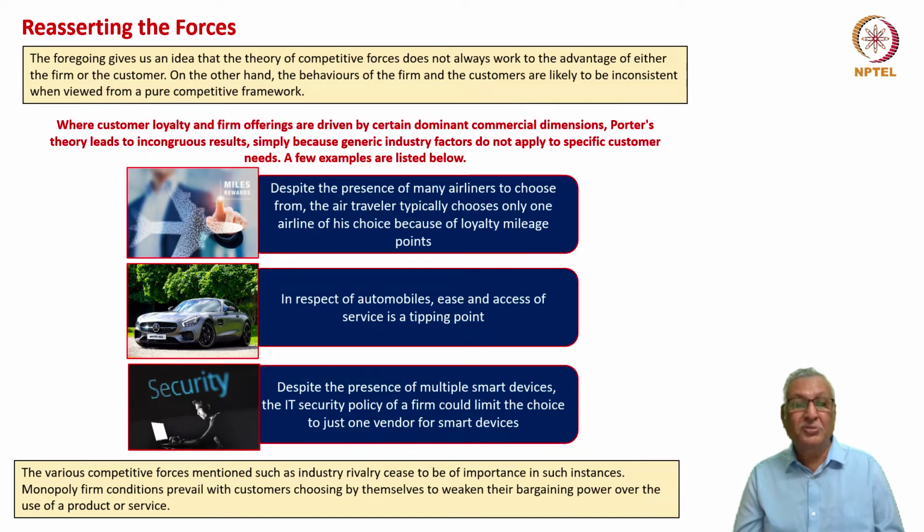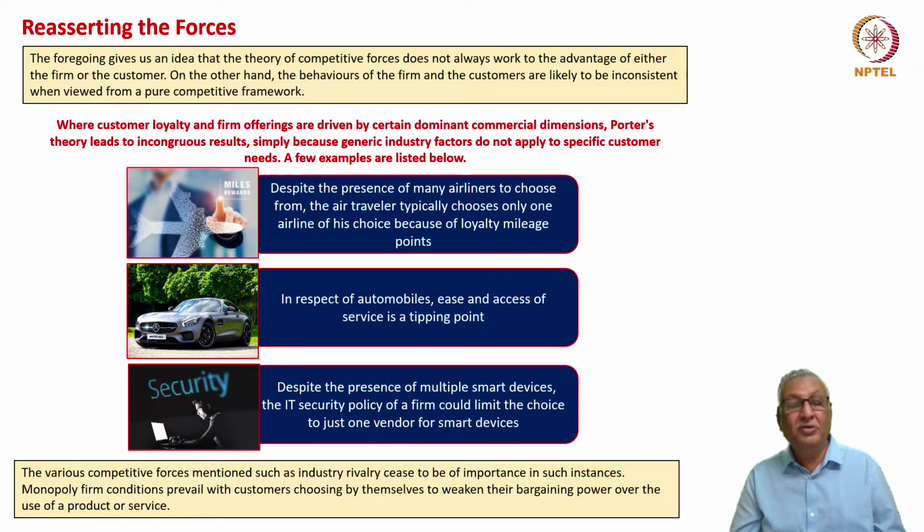A few examples. Despite the presence of many airlines to choose from, the air traveler simply and typically chooses only one airline of his or her choice because of loyalty mileage points. In respect of automobiles, ease and access of service is a tipping point. Despite the presence of multiple smart devices, the IT security policy of a firm could limit the choice to just one vendor for smart devices. So, availability of competition may be thwarted, may be circumvented, or may be ignored because of customers' and administrators' linkage with just one factor.